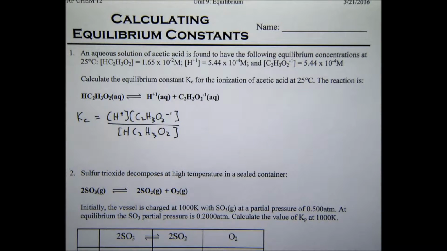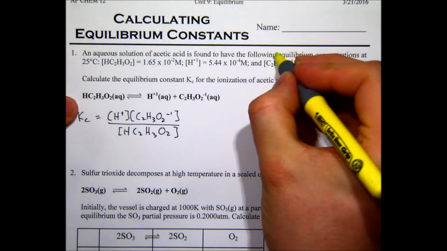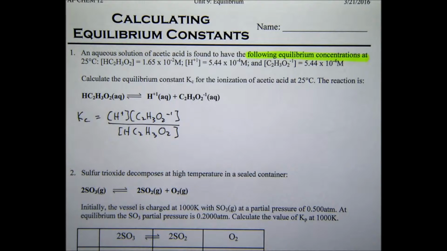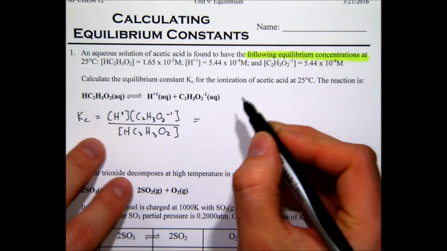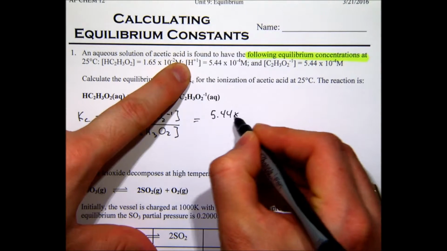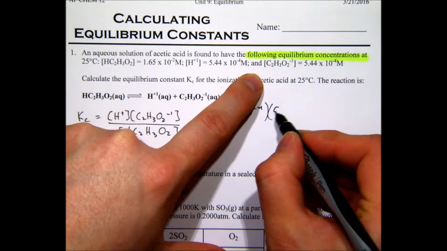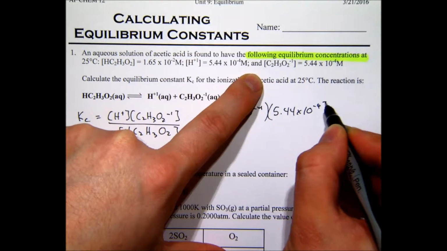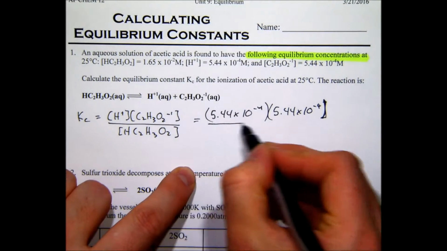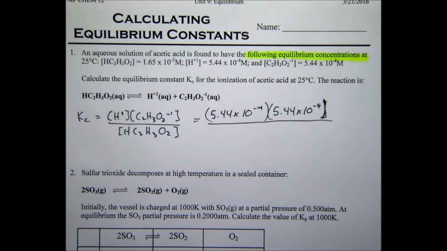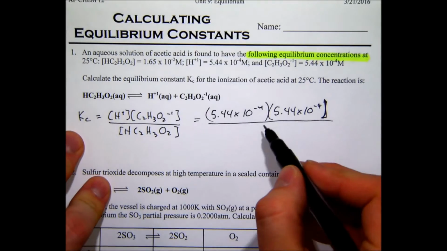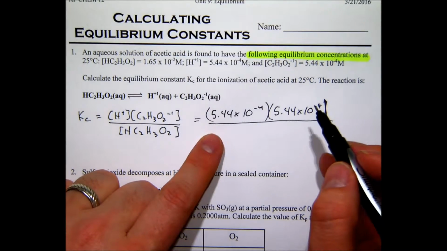Now, the key to this particular problem is you have to see the words equilibrium concentration. So it says the following equilibrium concentrations, which means that we are just going to take the concentrations as they are listed and put them into the equilibrium expression that we learned to write in the last lesson. So the concentration of H plus is 5.44 times 10 to the negative 4. The concentration of the acetate ion is the same. We probably could have just written a squared here, but the square parentheses are reserved for when you're talking about a concentration of, so you try and stick with using the rounded parentheses, but it's not a huge deal.